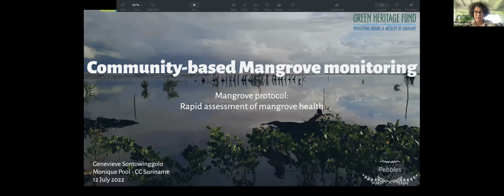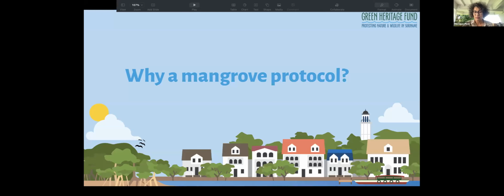I mean, Lola already showed where all these mangroves are located. And so we started working. So that's the reason why we have this mangrove protocol, also to show, and I think that was a question in the chat, how can we convince people of the importance of the mangroves, and so the ecosystem services, the fact that they support important fisheries.